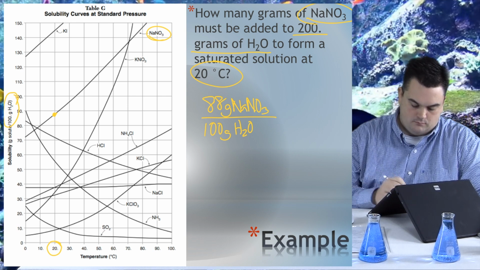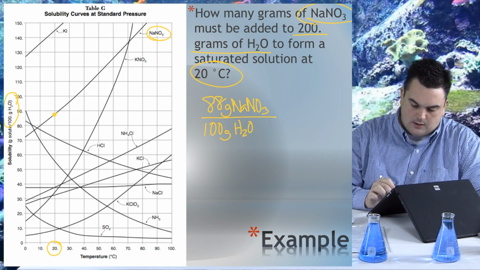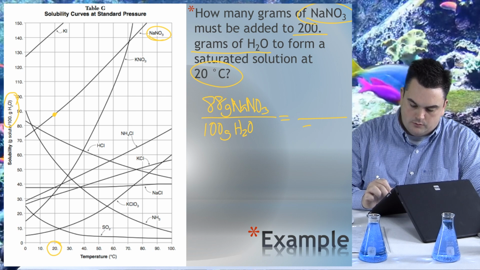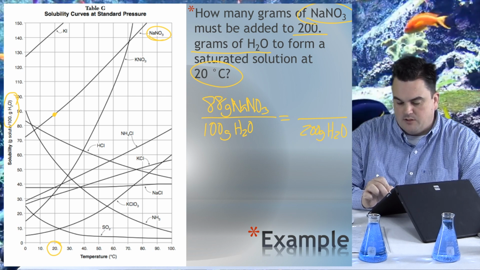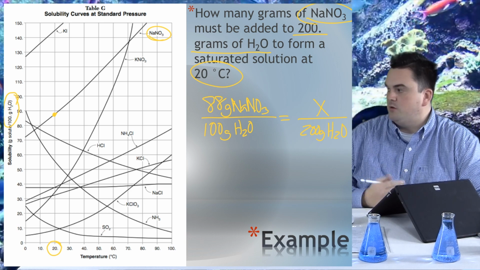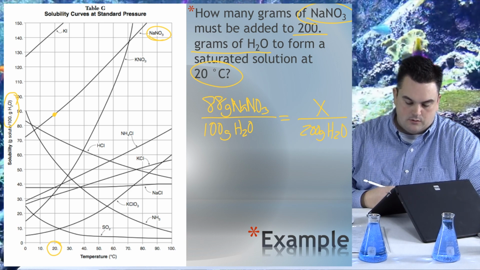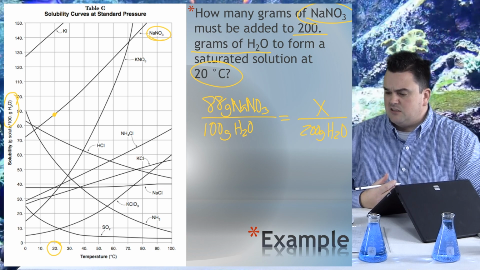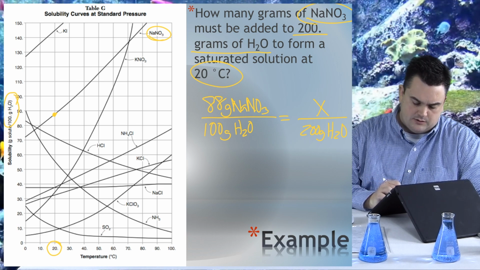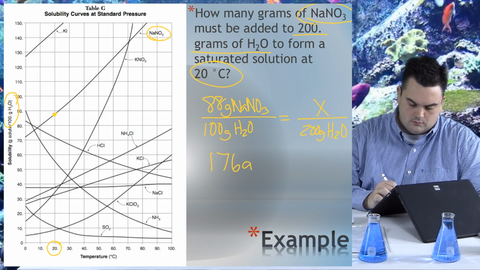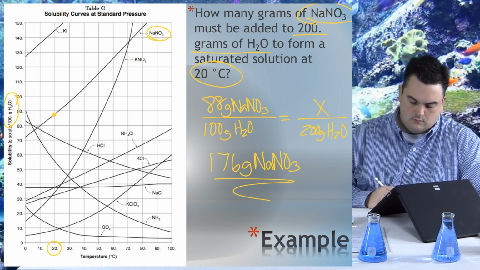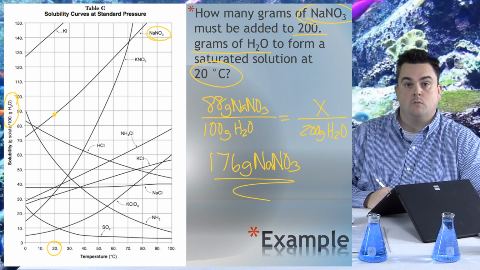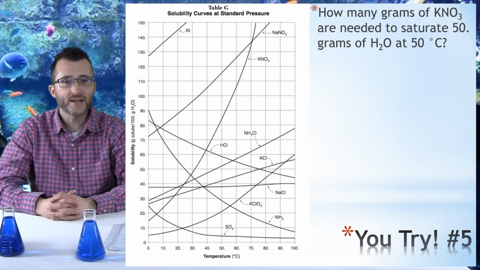Okay. It's proportional. All right, so I'm just going to use 200 grams. And I know this is a pretty easy math problem to set up and even do in my head, but just to show the math here, let's get this one out of here. So double 88 is 176. That would be the number of grams of NaNO3 needed to saturate 200 grams of water. Nice job. Okay. You try number 5.